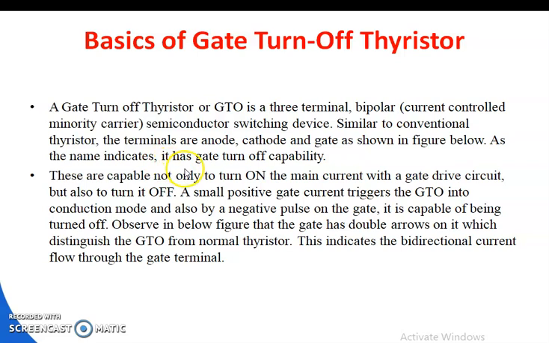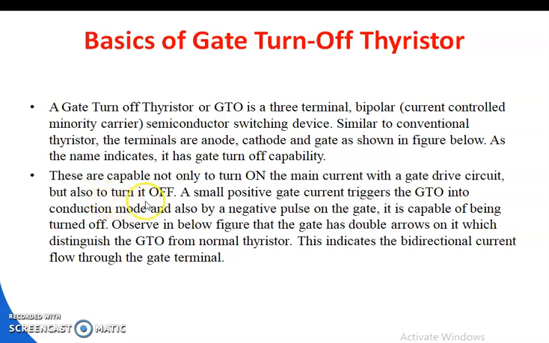As the name indicates, it has gate turn-off capability, which means it can turn off through the gate and does not require any additional circuit for turn off. But in the case of an ordinary thyristor, it is necessary to provide a gate turn-off circuit. As this device has its own capability for gate turn off, it is called a gate turn-off thyristor. It is capable not only of turning on the main current with a gate circuit drive, but also of turning it off.